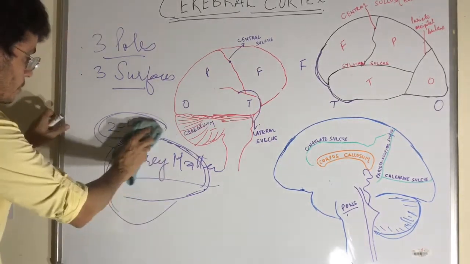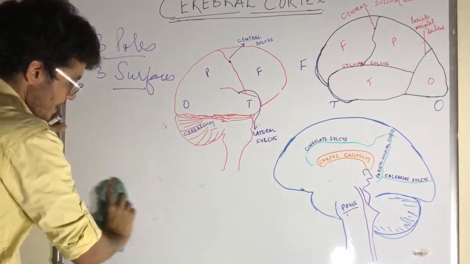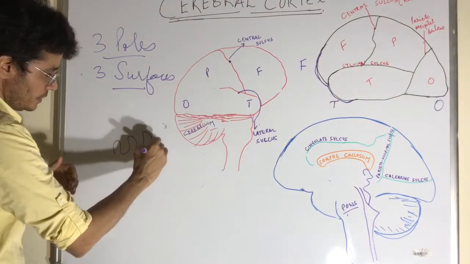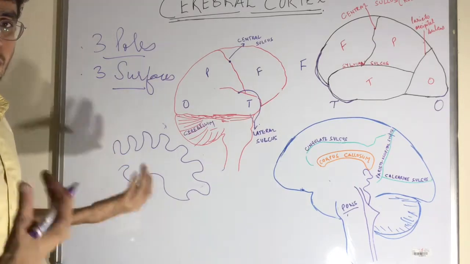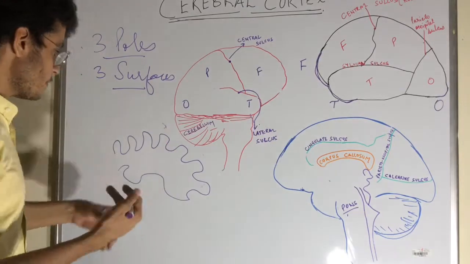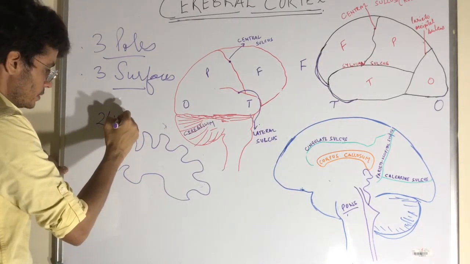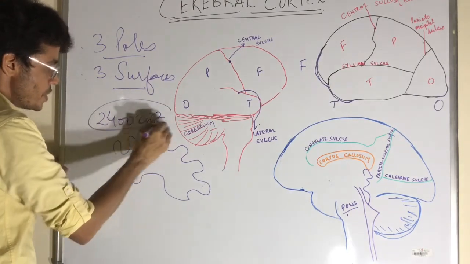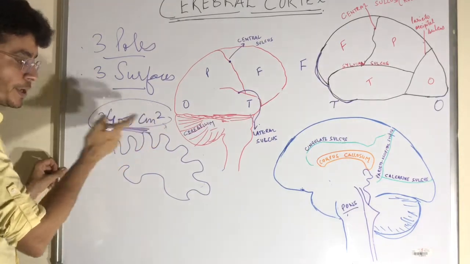So this cerebral cortex, this 2 to 4 millimeter, is convoluted. And what is the purpose of this convolution? The purpose of this convolution is that it increases the surface area. Because of this convolution, the surface area of our cerebral hemisphere is almost 2400 or 2500 centimeter square.